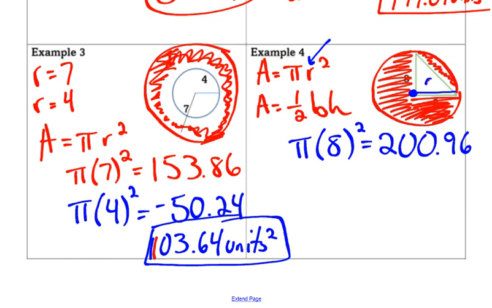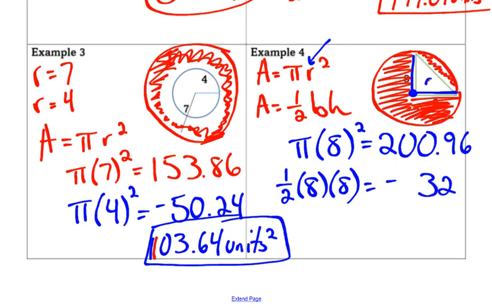The area of that triangle, we're going to use the base and the height of that triangle, which are both 8. We'll do 1/2 base times height. Find out that the area of that is just 32. Final answer is subtracting those two to get 168.96.